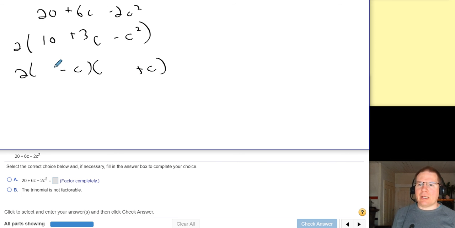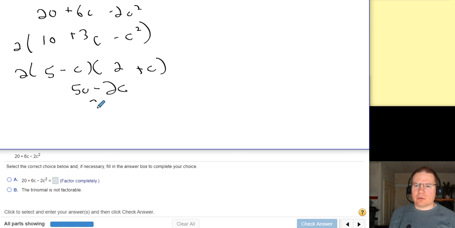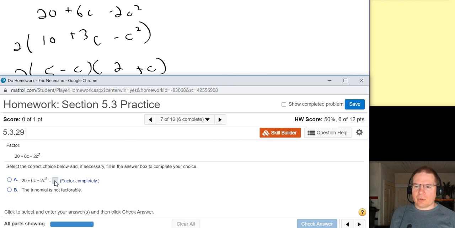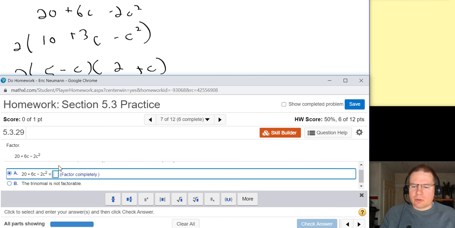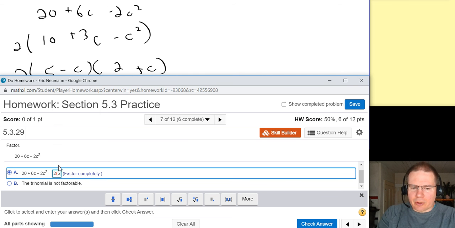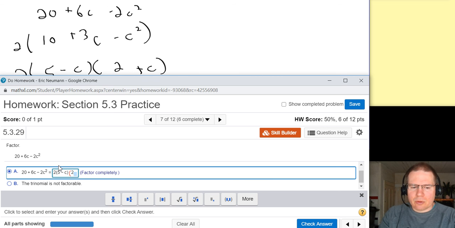And to get 10, maybe that's 5 and 2, maybe it's 10 and 1. Let's see here. So 5 times 2 is 10. 5c minus 2c. 5 minus 2 is 3c. There we go. So I just had to factor out that 2. And then I'm good. 2 times 5 minus c, 2 plus c.